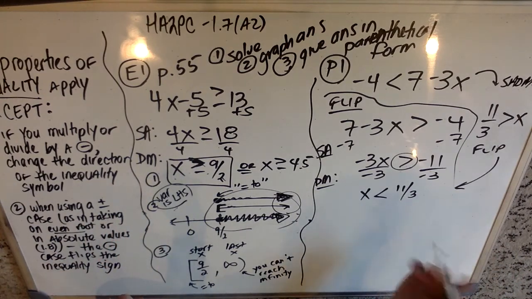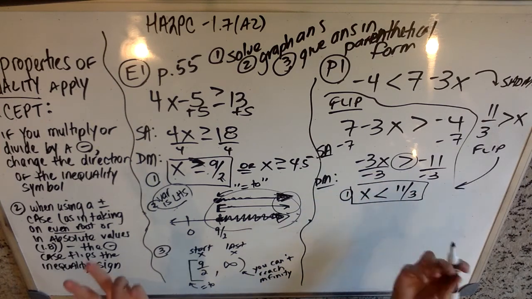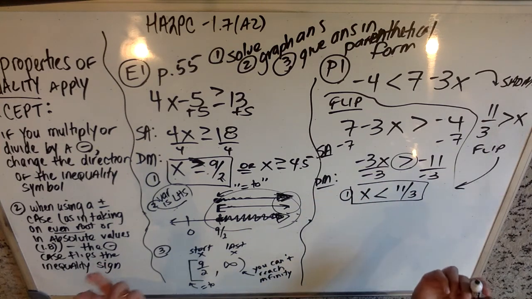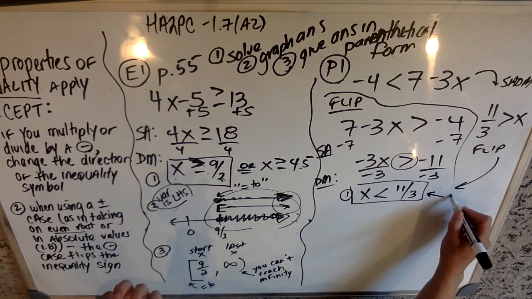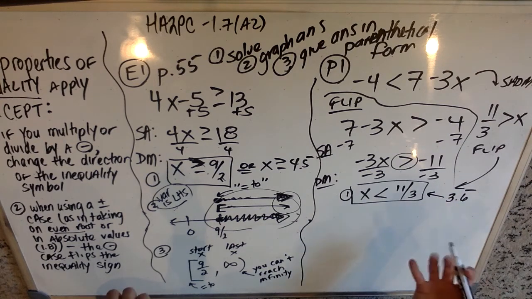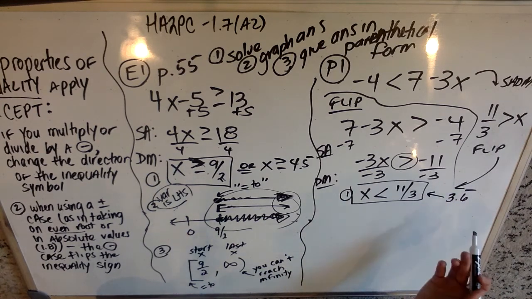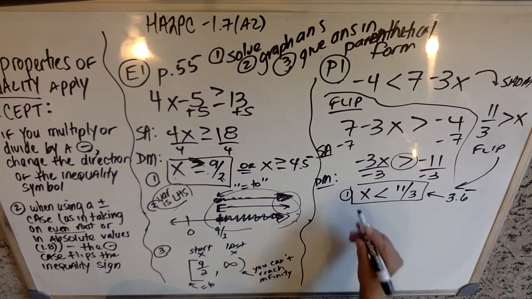So now, this is my solution, right? That's my solution. Now, if you want to write 11/3 as a decimal, you can. I'm going to say that a fraction is probably better, but if you would rather write this as 3.6 repeating, that's totally fine, because this is 3/3 and then 9/3 and 2/3, so it's 3 and 2/3, which is 3.6 repeating.